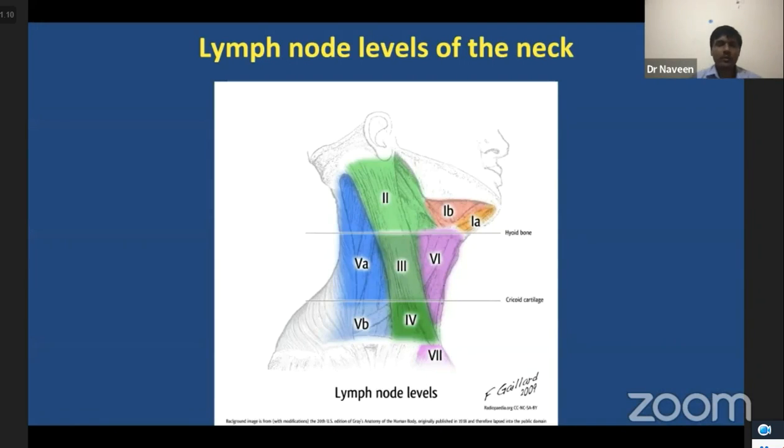Then coming to the neck spaces, while discussing the neck spaces, we have to discuss the lymph nodal levels of the neck. However, the lymph node levels of the neck are better covered in the infra-hyoid neck, so I will just brief about these lymph nodal levels. You should know about the various lymphatic drainage pathways of the normal structures.